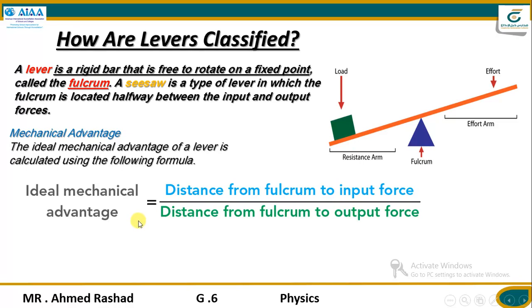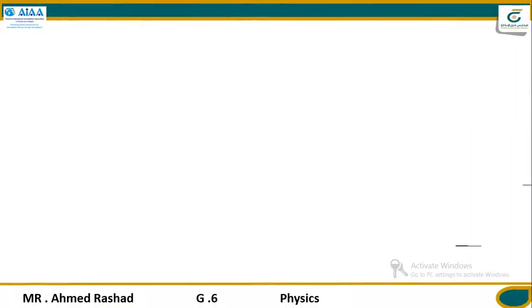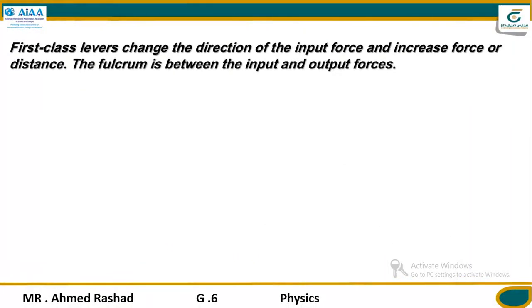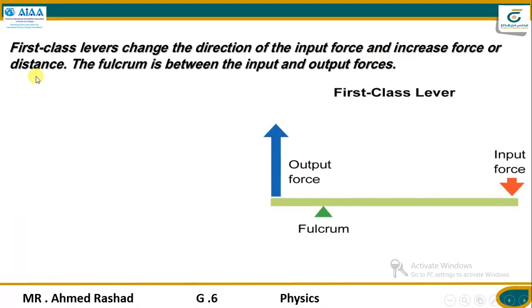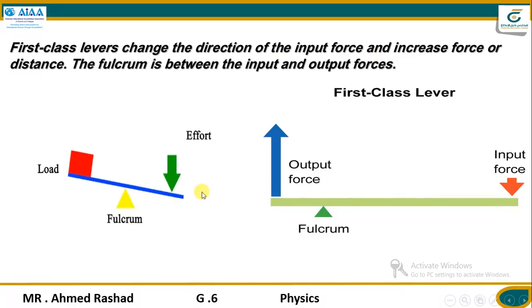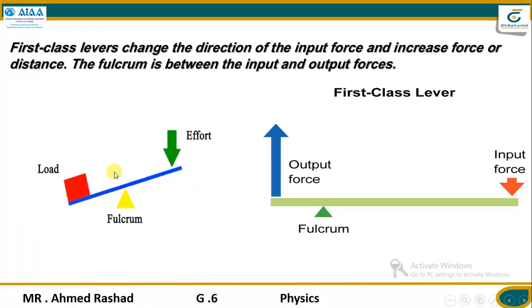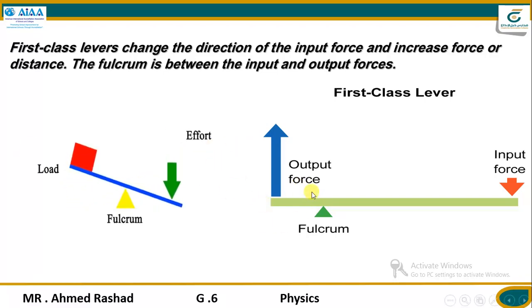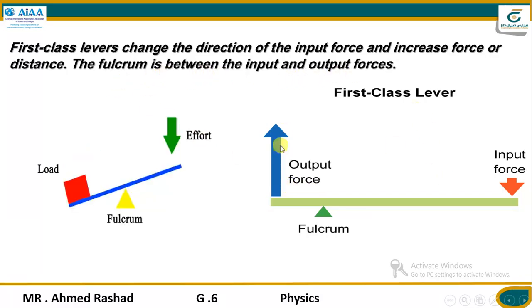First, second, and third classes of levers, and now we are going to talk about the classification of levers. Number one, first class levers change the direction of the input force, increasing the force or distance. Here the fulcrum is located between the input and output force. So the fulcrum is located between the input and output force, and this is the first class of lever.